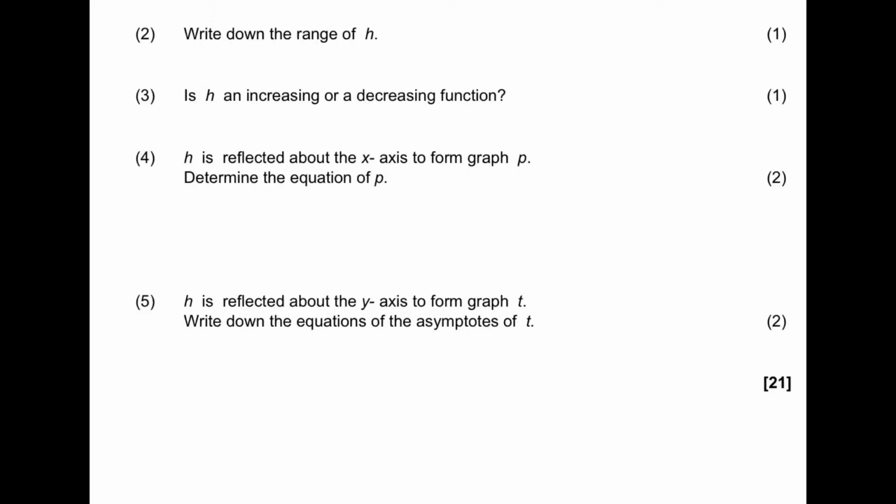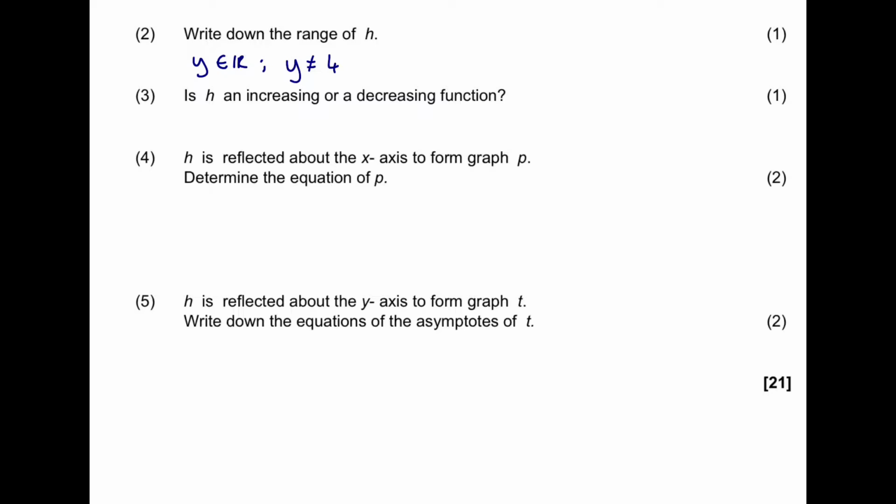Question 2, write down the range of h. So the range of any hyperbola, unless they've given you a specific restriction, is that y is an element of all real numbers, but you need to exclude the value at which the asymptote lies. Okay, so y cannot equal positive 4.